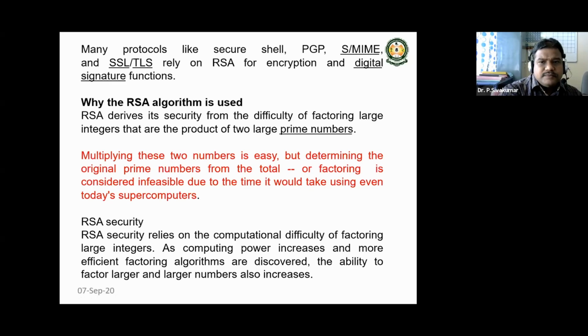These are some of the applications of the public key cryptography system. Where you can use it: PGP, S/MIME, Secure Socket Layer, and digital signatures, everything we can use it.